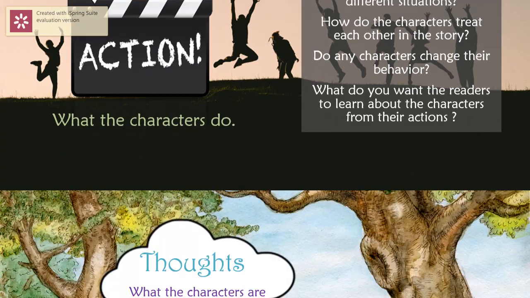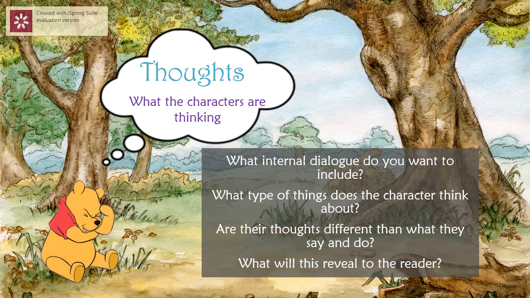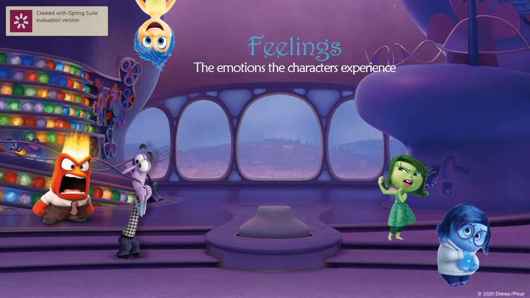Next is thoughts. Thoughts are what the characters think in their mind through the story. Which character's thoughts the reader can know depends on the type of narration you've chosen. When writing a character's thoughts, consider what internal dialogue you want to include, what types of things the character thinks about, whether their thoughts are different from what they say and do, and what you want this to reveal to the reader. Third is feelings.